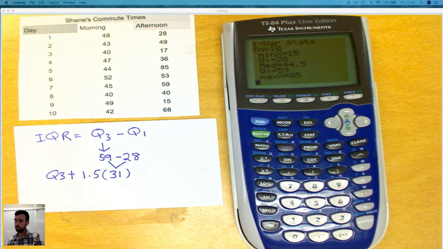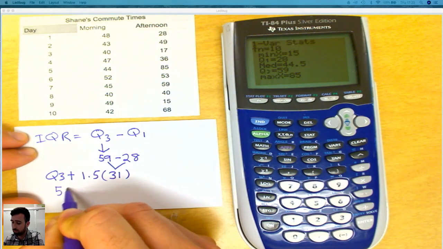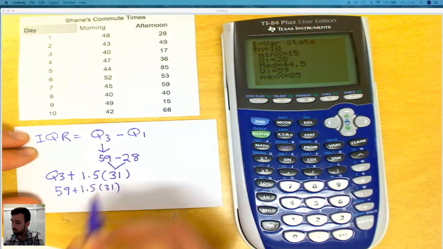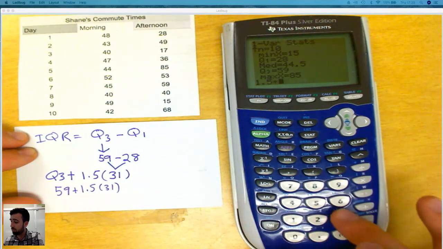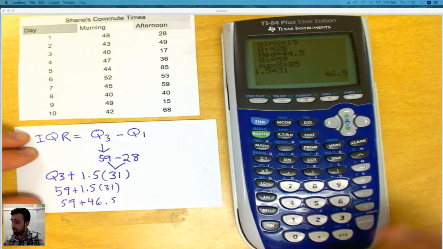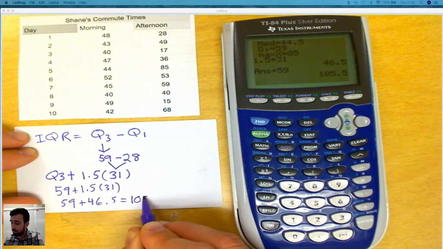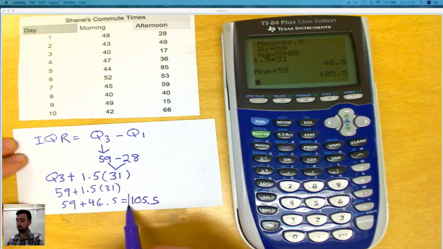Okay, so what was our Q3? Well, our Q3 was 59. So 59 plus 1.5 times 31. So let's calculate that now. 1.5 times 31, that's going to be 46.5, plus 59. So any commute time that took me longer than 105.5 is going to be an outlier.